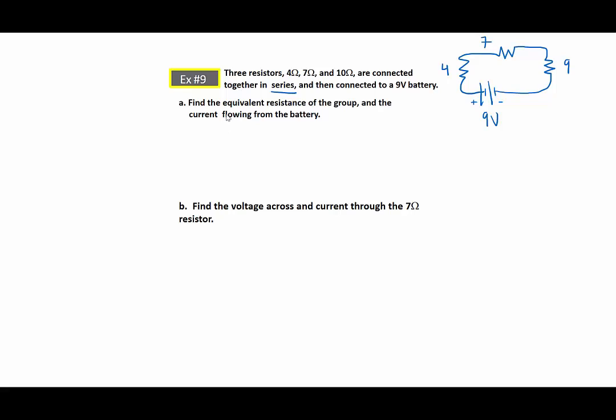So find the equivalent resistance of the group and then the current flowing from the battery. I look at my equation sheet talking about series, and I know that the sum of the individual resistors is going to be equal to the overall resistance. As more resistors are put in the row, the resistance goes up. So my equivalent resistance, or my total resistance, is going to be equal to 4 plus 7 plus 10. We're looking at 21 ohms of overall resistance in this circuit.